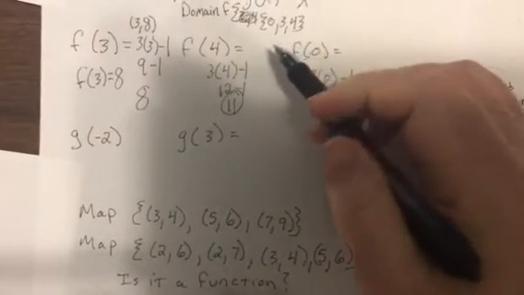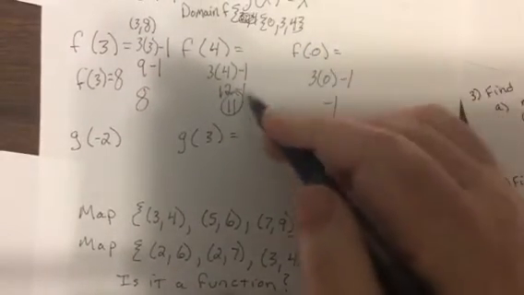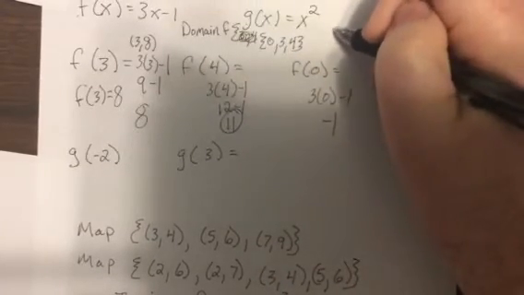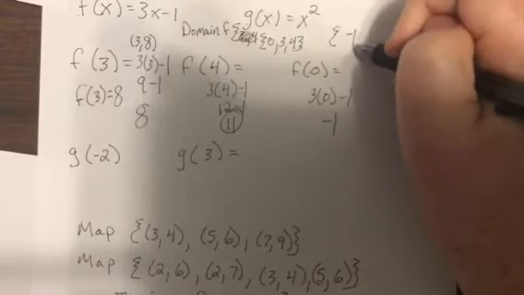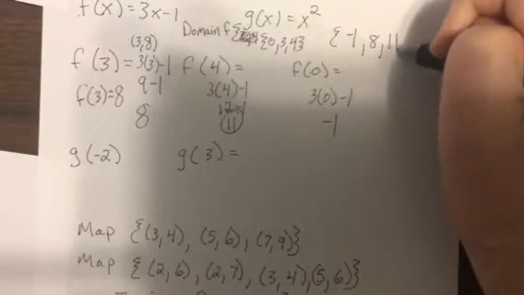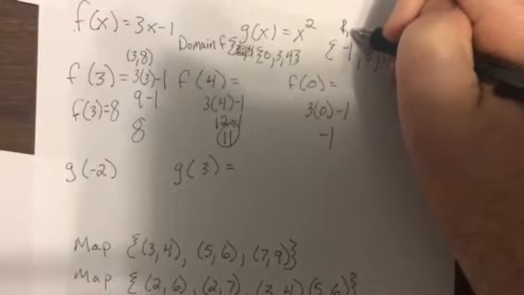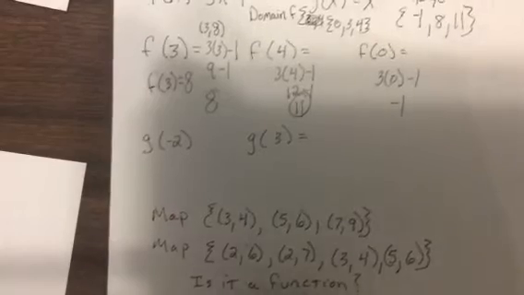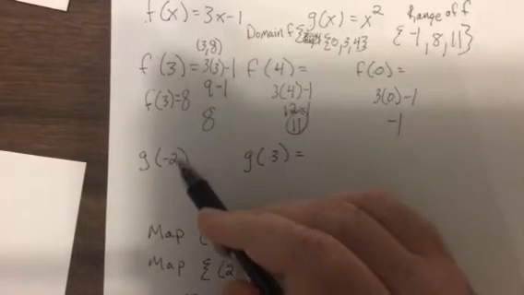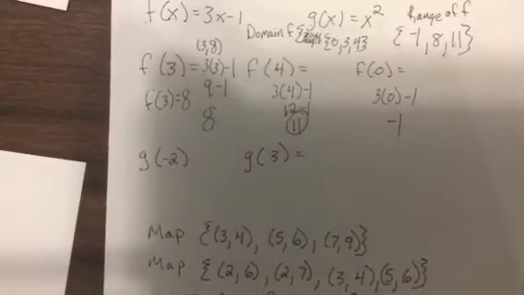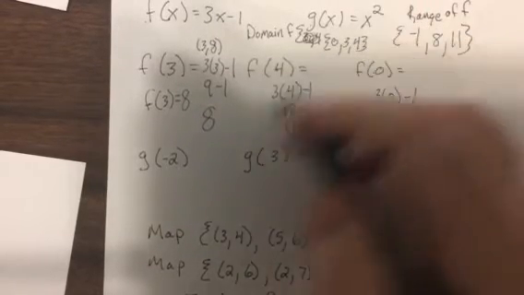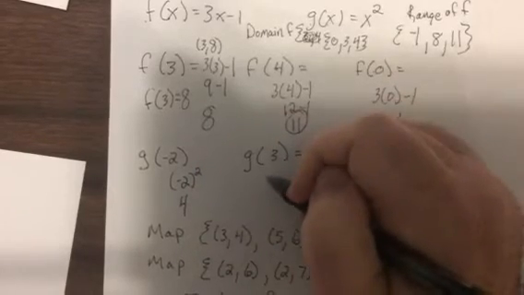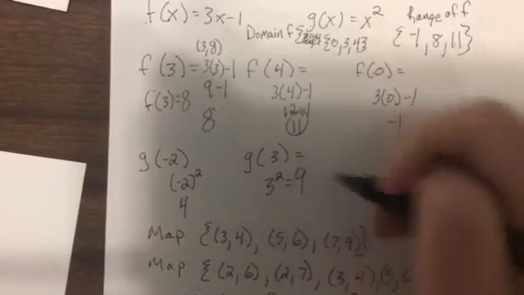So my range of f, now notice, you don't go matching the values. You just put it highest to lowest. So negative 1, 8, and 11. That would be my range of f. So now we got g. My domain of g is negative 2 and 3. Don't know my range because got to find it. So it just says square it. So negative 2 squared would be 4, and 3 squared is 9.